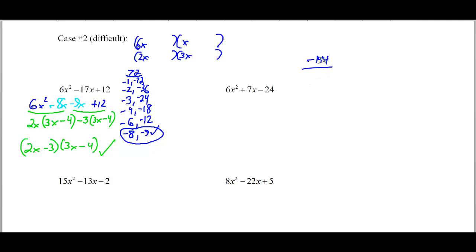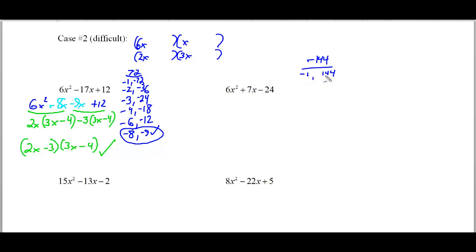Now, since this is a negative 144, I'm going to choose 1 and 144, but you're probably wondering, well, which one should be negative? Well, since my middle term is positive, I'm always going to make my bigger number positive, so my smaller number is going to be the negative. This is so I don't have to write down 1 and negative 144. So this cuts down my work. I am going to keep going until I get a 7.